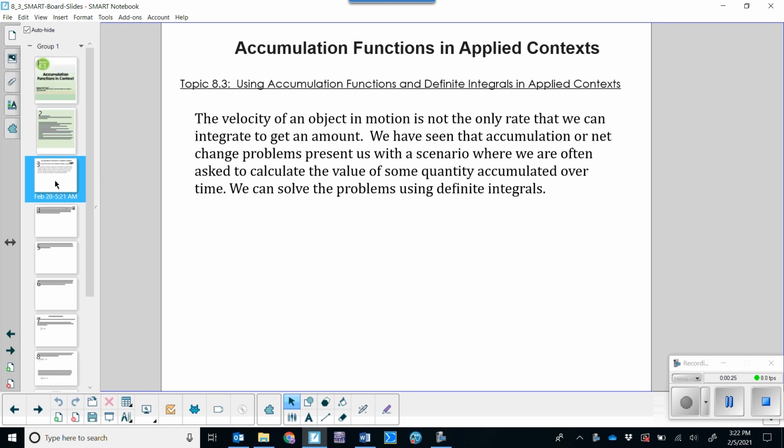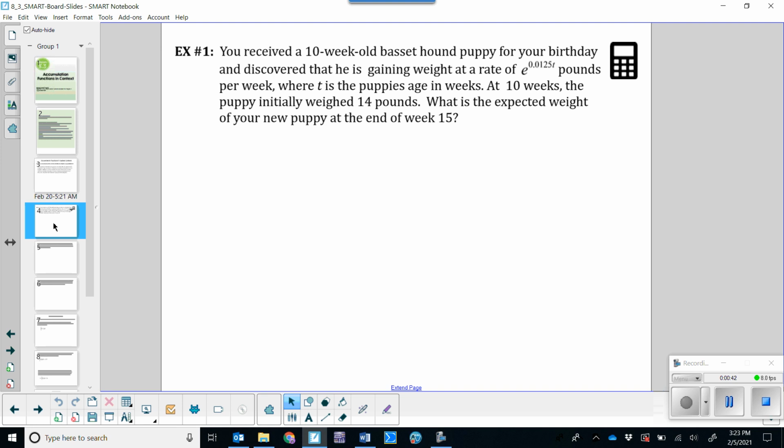So one thing, of course, we've done is we've taken velocity of an object and we integrate it to get an amount, but we can do that on anything. So we've talked about that before. If you have gallons per minute and you integrate it, you get gallons, etc. So that kind of idea about accumulation.